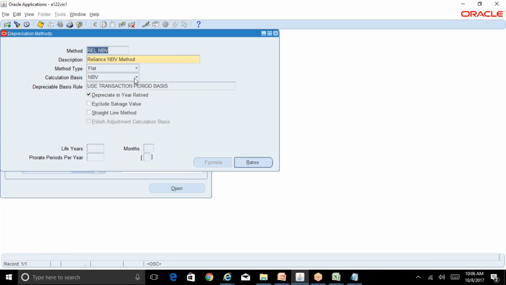And if you go for it, there are different kinds of method types. There is something called formula, production, calculated table. There are so many different permutations and combinations based on these things. But as far as the net book value is concerned, your method type should be flat and calculation basis should be NBV, because you want to calculate your depreciation on the net book value of the asset at the end of the year.